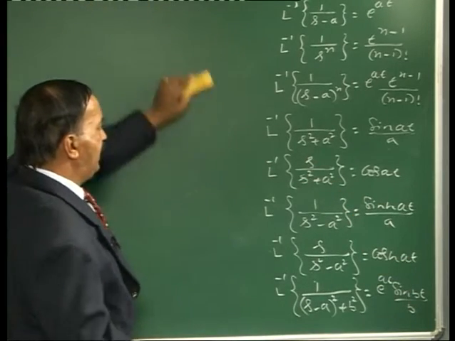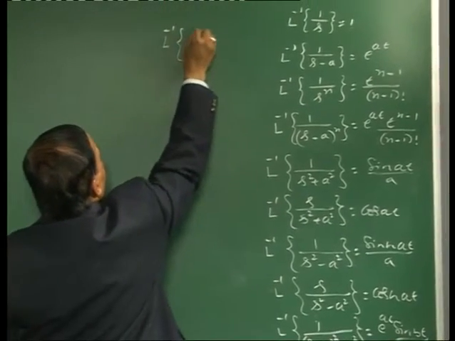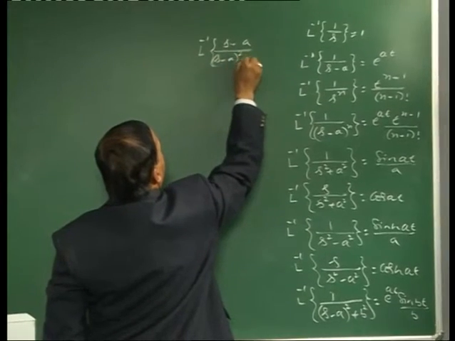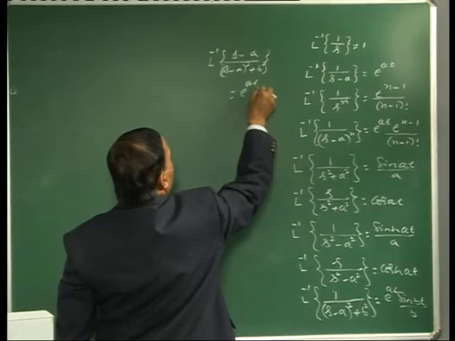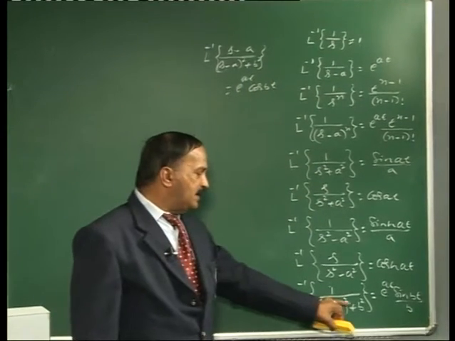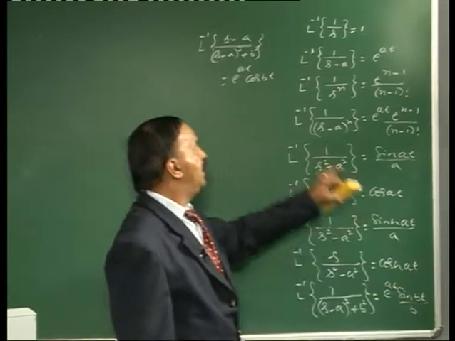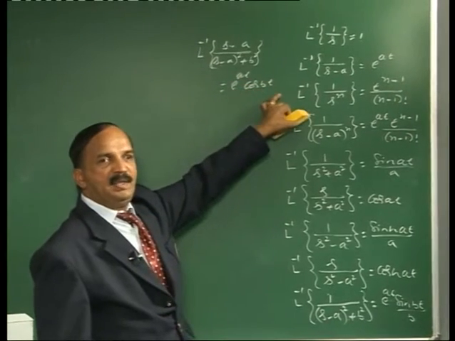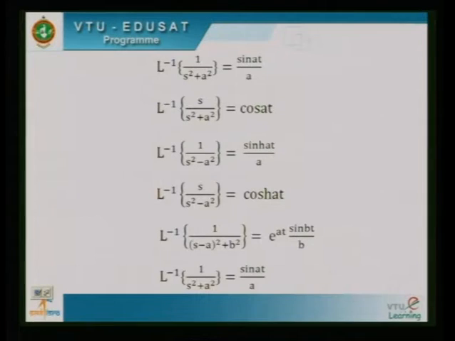Same type here, L inverse of s minus a by s minus a whole square plus b square is equal to e to the power of a t into cos b t. If it is minus here, then you will get e to the power of a t sin hyperbolic b t by b. Again, if it is minus here, then you will get e to the power of a t into cos hyperbolic b t. By using these standard results, we can do some examples.